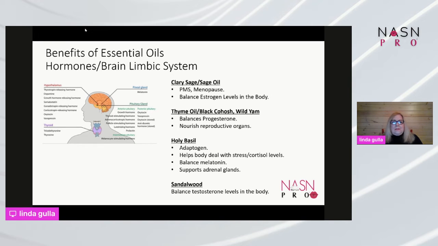And holy basil also works with hormones, but it's an adaptogen. So it helps adapt with the body. It helps the body deal with stress and cortisol levels, balances melatonin, and supports the adrenal glands. And most of us, as we know, we've had times in our life when we're under stress, and women are more prone to higher cortisol levels than men are.